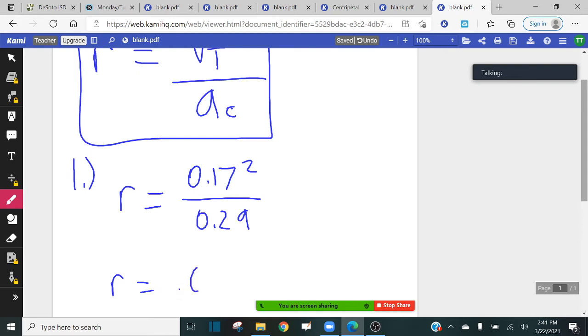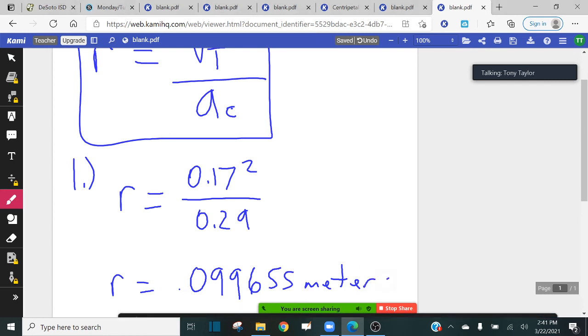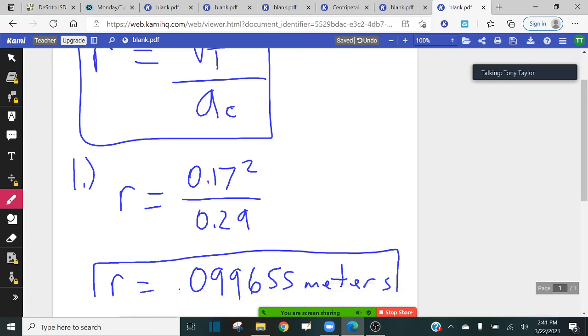Okay. Angelina, I know you did the math here. Is this what you got, Angelina, when you did it? 0.9, something close to that? All right. Awesome. And again, since radius is a unit of length, our units are going to be in meters. 0.099655 meters.